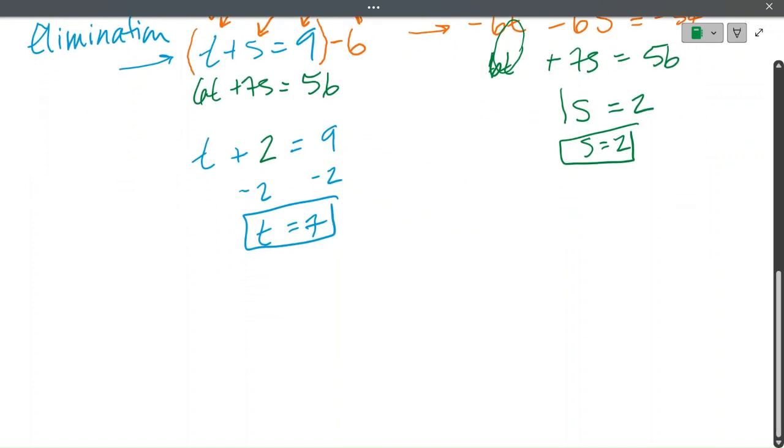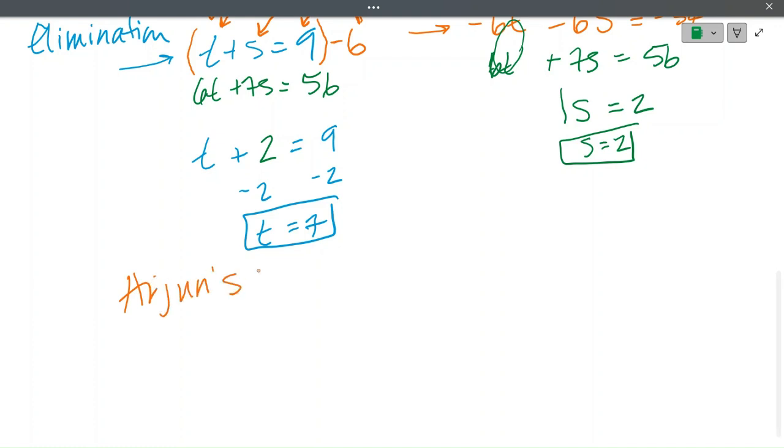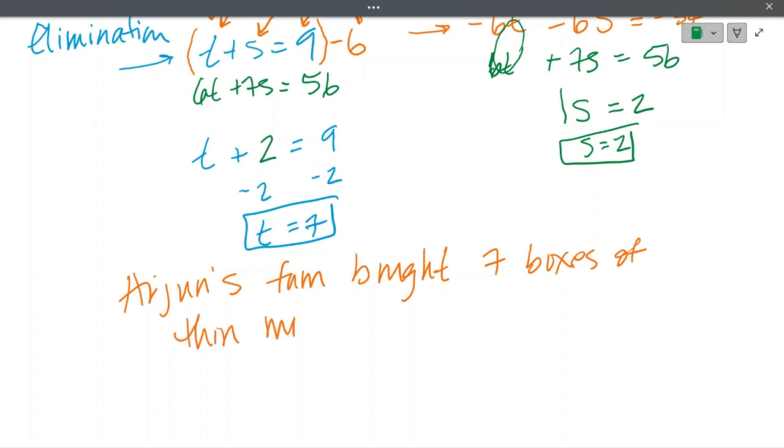So if we were to write this out in words, we could say Arjun's family bought 7 boxes of Thin Mints and 2 boxes of s'mores. Okay, and that's our answer. And if we plug this back in, we should get exactly $56 and 9 boxes of cookies.